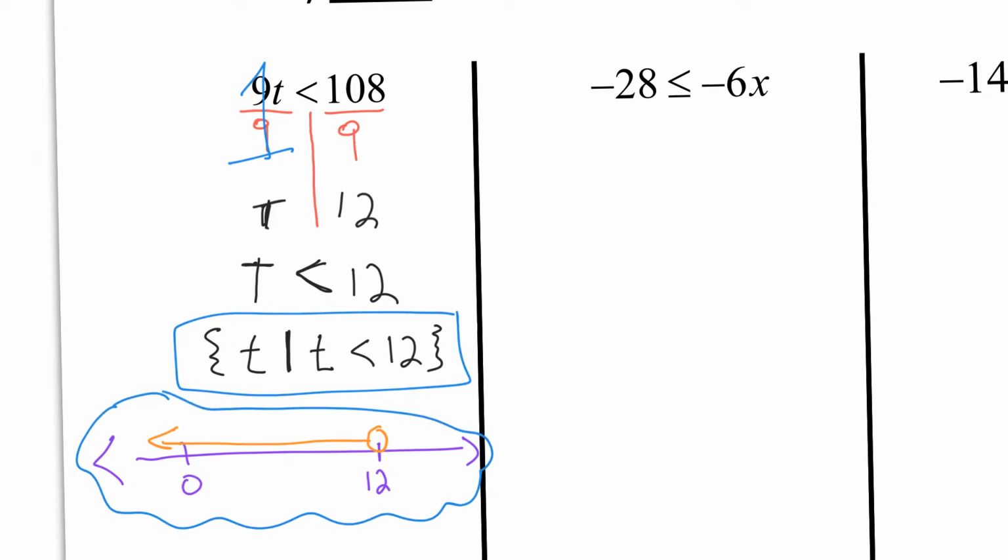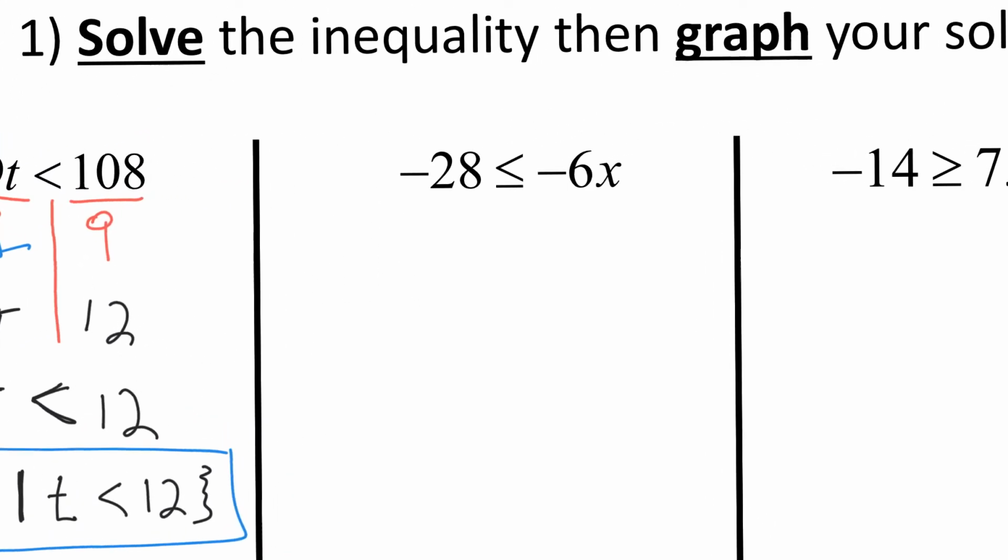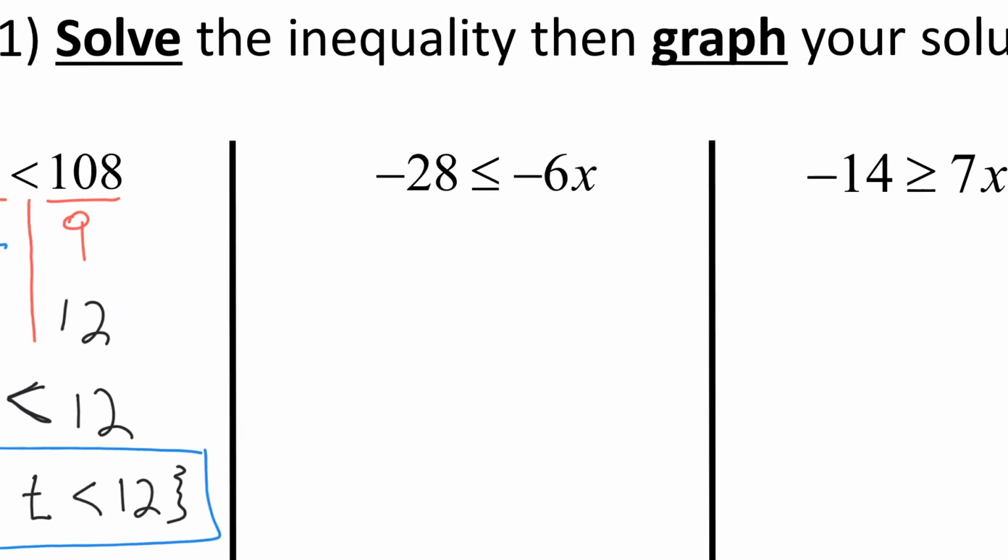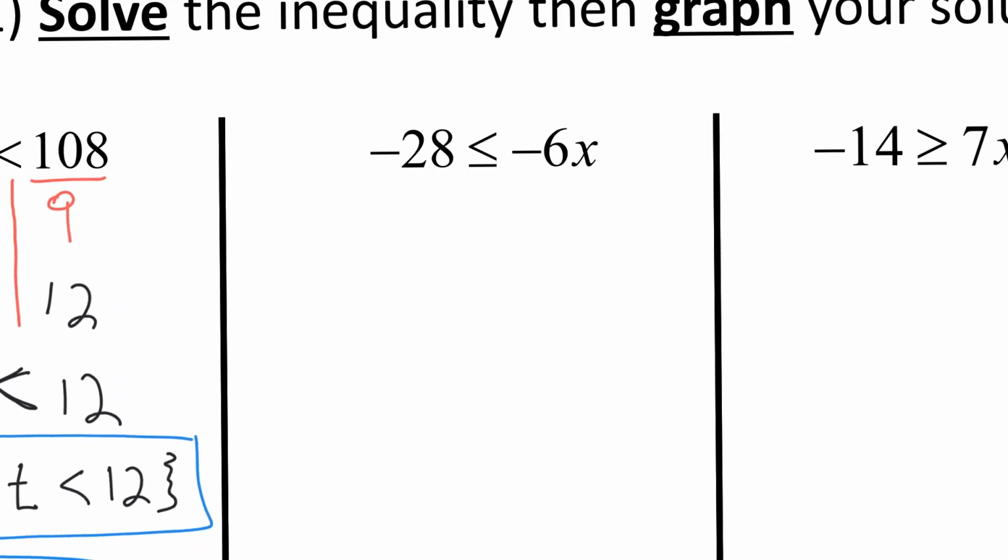Now for the second one, you're going to notice we are going to divide by a negative number. So let me just zoom into the second example here. We want to solve and graph the solution. First of all, let's put the line under the inequality. To get x by itself, I need to divide by -6. So I do the same thing to the other side. And on the left side, a negative divided by a negative is going to be positive.